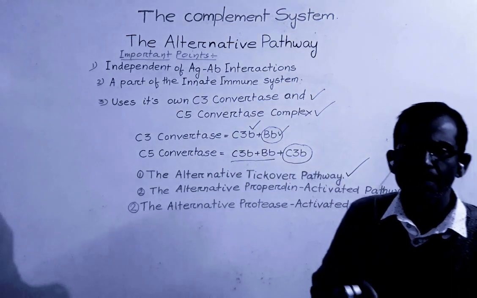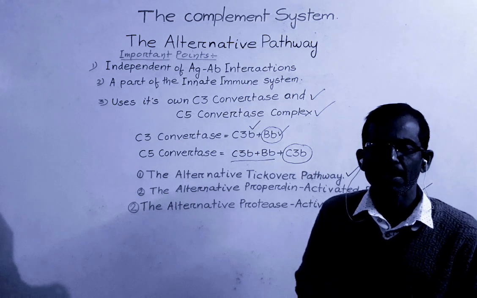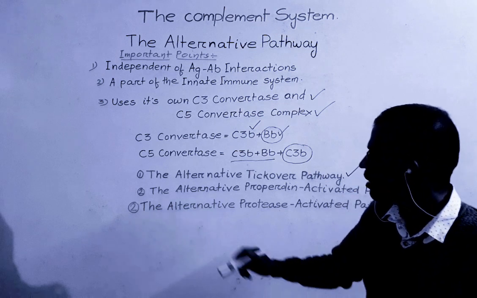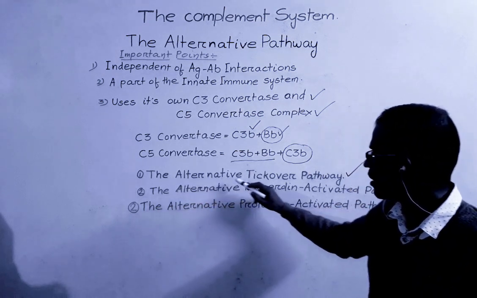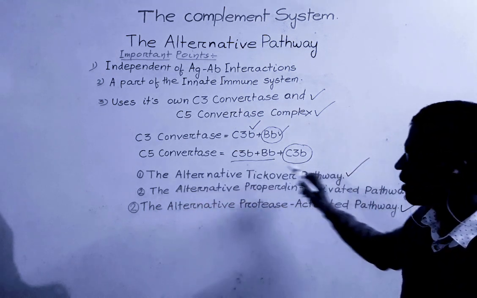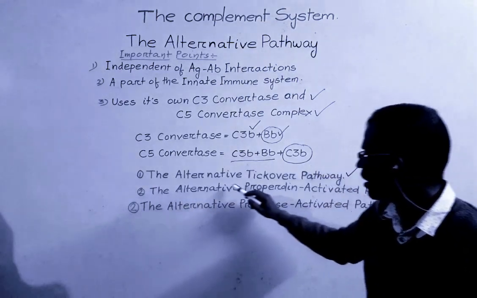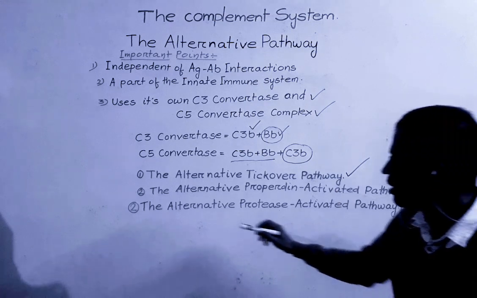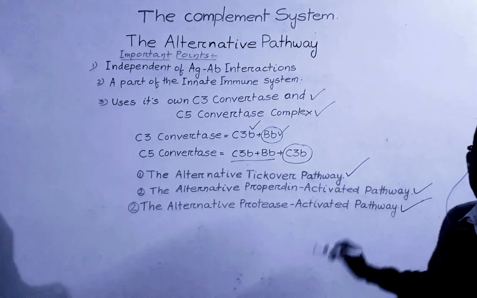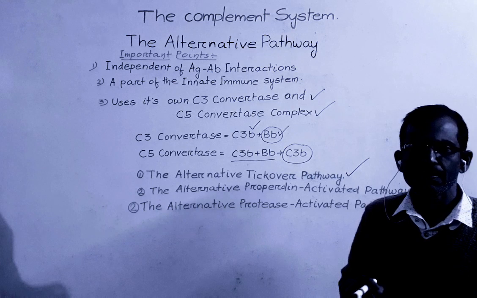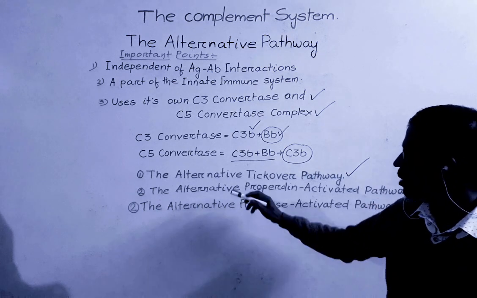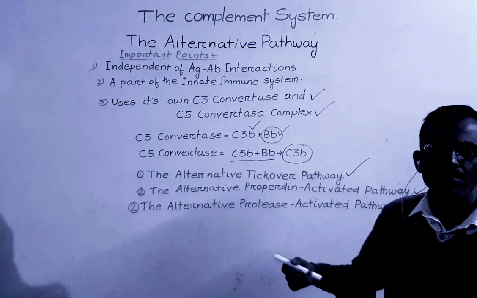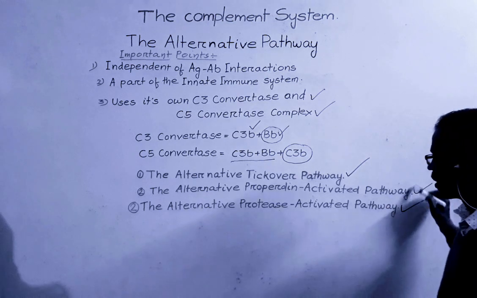The alternative pathway of complement activation is initiated in three different ways. They are: number one, the alternative Tickover pathway; number two, the alternative properdin activated pathway; and the last one is the alternative protease activated pathway. First of all, we shall discuss the alternative Tickover pathway. Following this, we shall also discuss the remaining two.